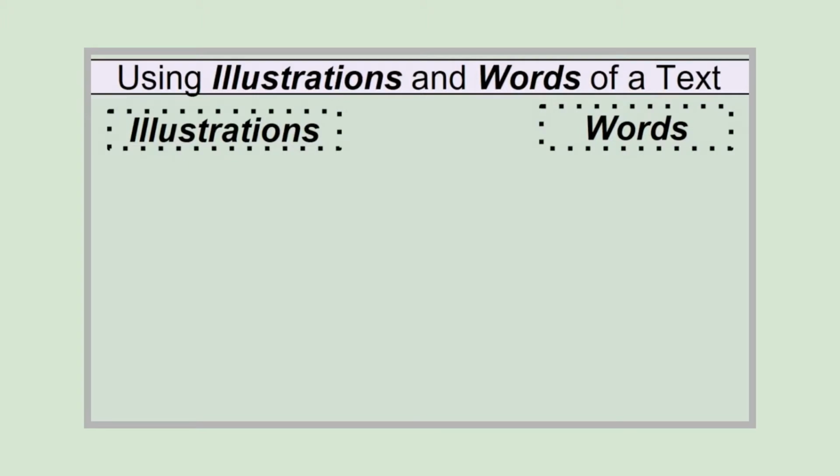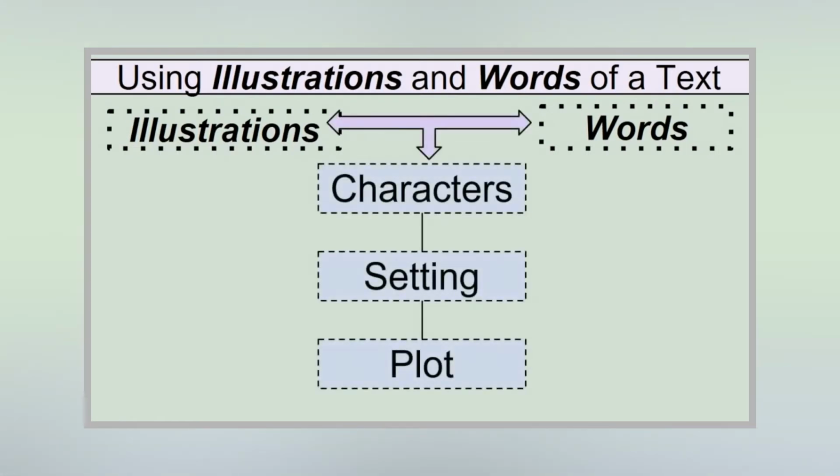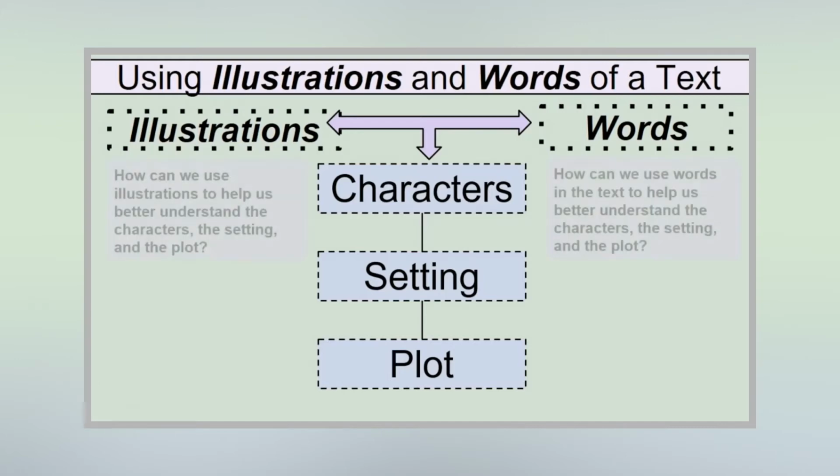Today, we are going to be using illustrations and words of a text. When we look at the illustrations and the words together, it can help us better understand the characters, the setting, and the plot of a story. Think about your reading lessons. Characters are who the story is about. Setting is where the story is taking place. And plot is what is happening in the story. We want to pick out those important events.